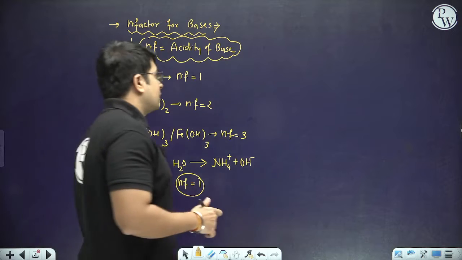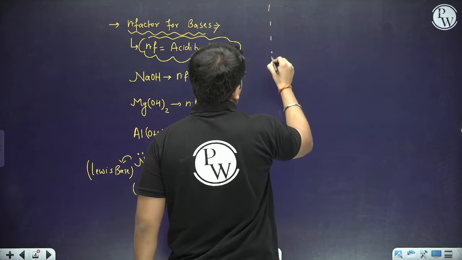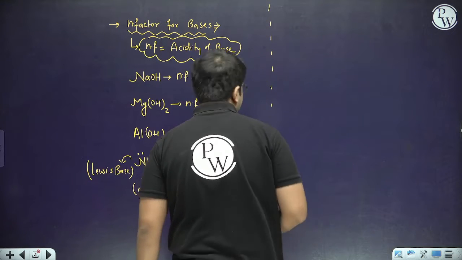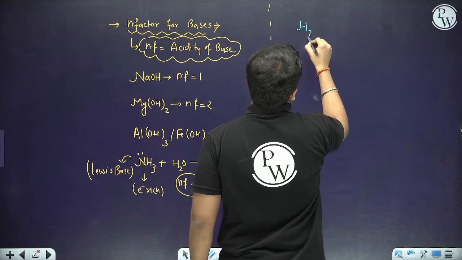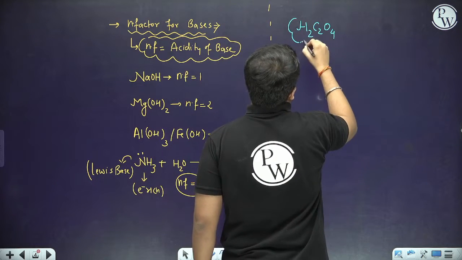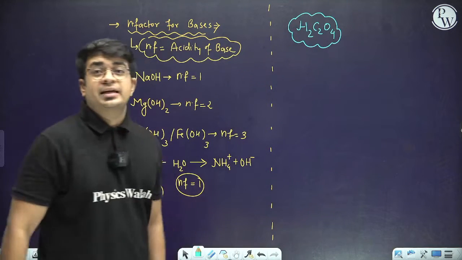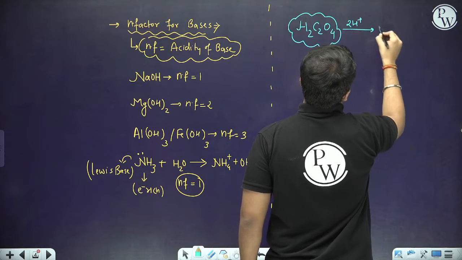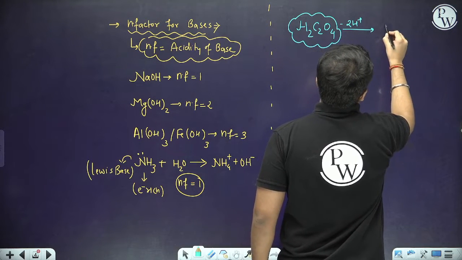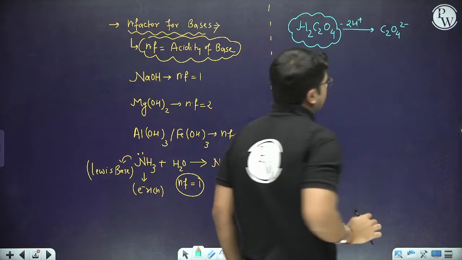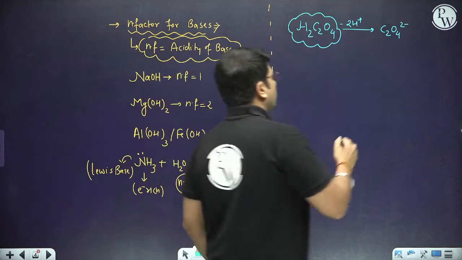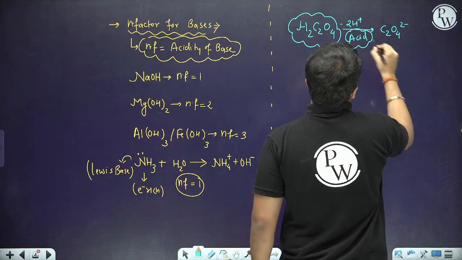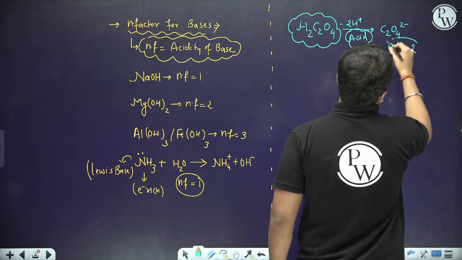Now there might be a chance that we have certain components which can act as an acid as well as a reducing agent. For example, H2C2O4, which is oxalic acid, can act as an acid, so it can give 2 H positive and form C2O4 2 negative. So in a reaction, if it's going to lose 2 H positive and form this particular species, then it is acting like an acid, and in that case its N factor will always be 2.